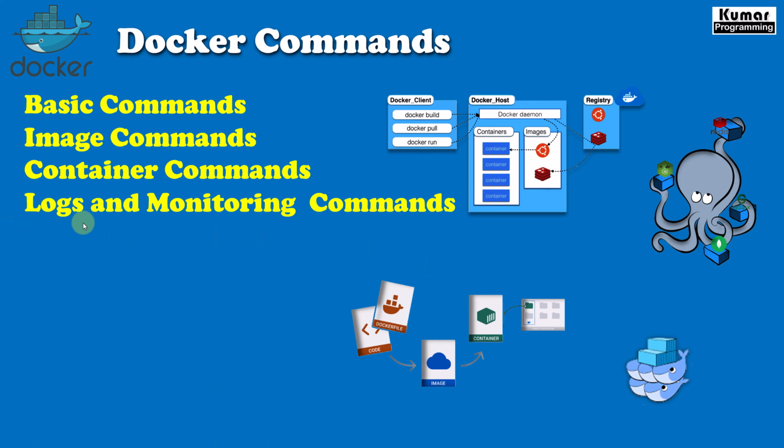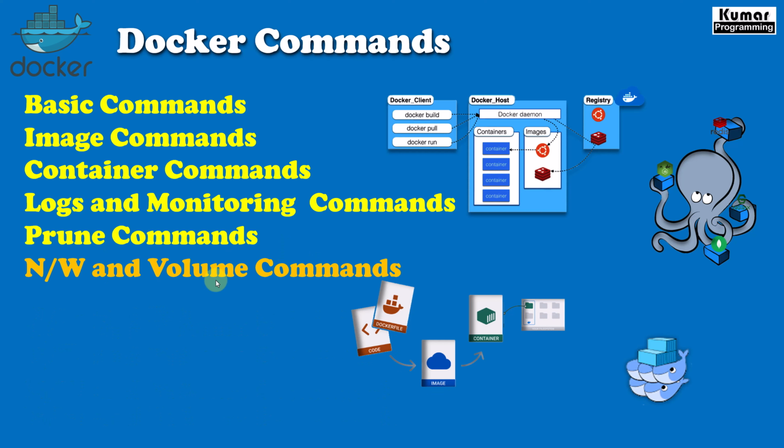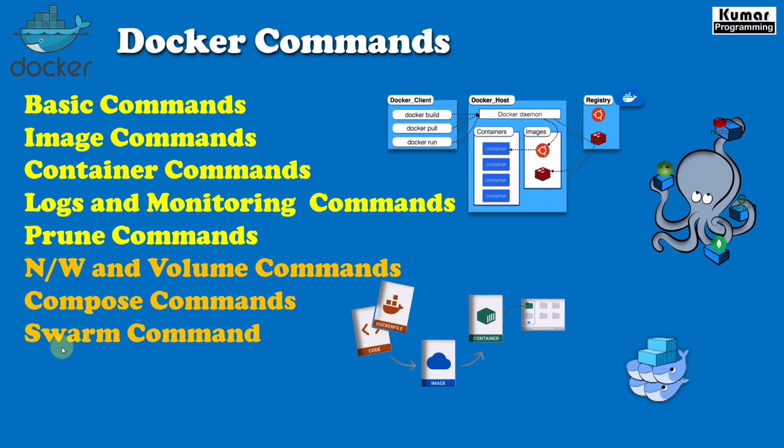And also we are required to see the logs and monitoring, right? So I have a separate category for log and monitoring commands. And after that, I have a category called Docker Prune commands. Docker Prune is just to remove or clean up unutilized containers, images, volumes or networks, right? I have categorized that inside the Docker Prune commands. And also we have Docker network commands and Docker volume commands in order to manage our Docker network and volume. And also I have Docker Compose commands, where we'll see all the Docker Compose commands, right? And finally we have Docker Swarm commands, and we have categorized all those commands there for Docker Swarm, right?